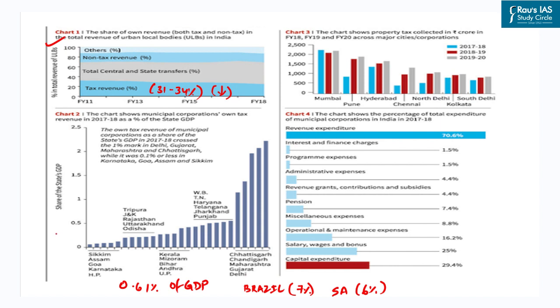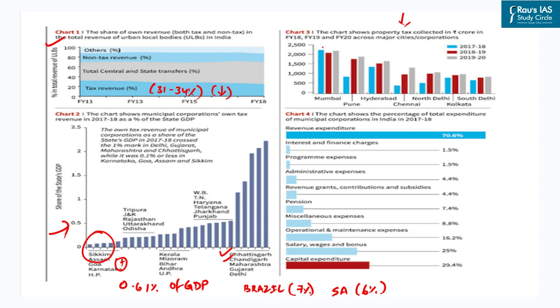The chart also indicates the variation in the municipal earnings of different states. The own tax revenue of municipal corporation as share of state's GDP crossed 1% mark in Delhi, Gujarat, Chandigarh, Maharashtra and Chhattisgarh, while it was less than 0.1% in Karnataka, Goa, Assam and Sikkim.